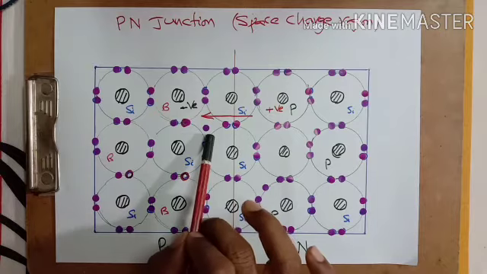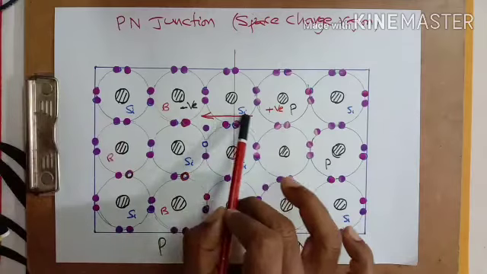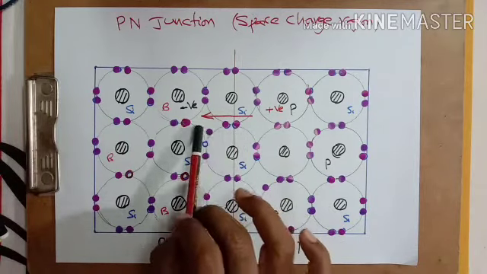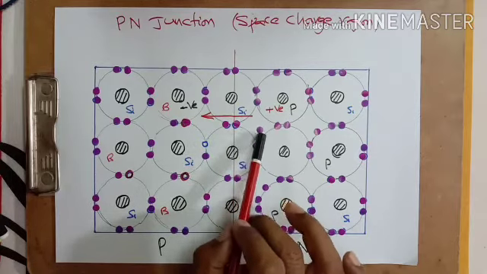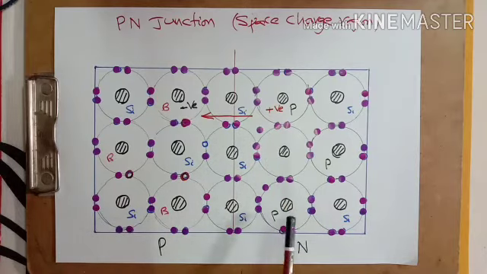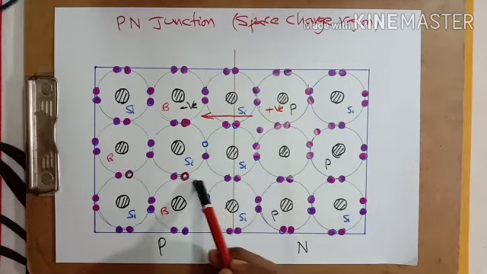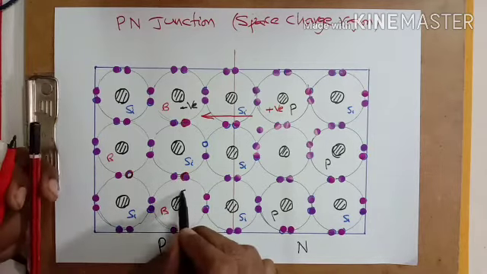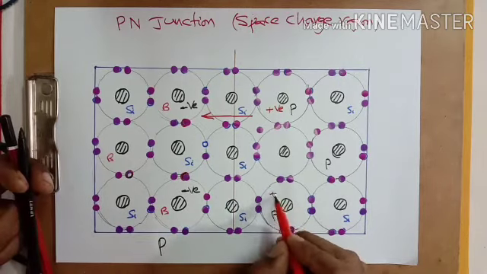So this electron will tend to move from left to right due to the presence of electric field. It will come from there to here. Okay, it will remain here. Simultaneously, due to the gradient of concentration, this electron also may come from here and fill this gap here, making this negative immobile ionic charge, and this phosphorus atom is a positively charged ion.